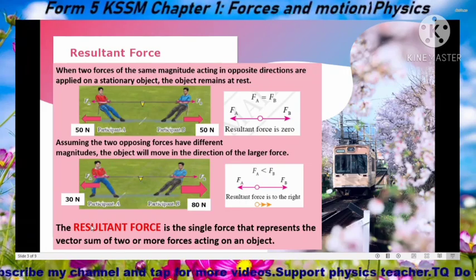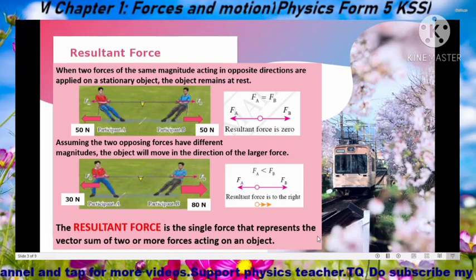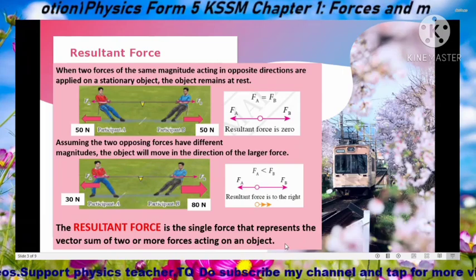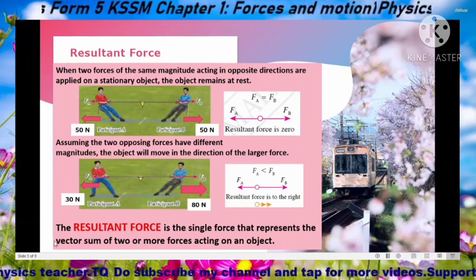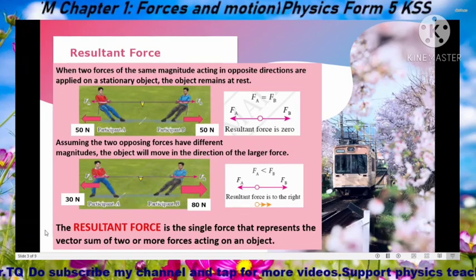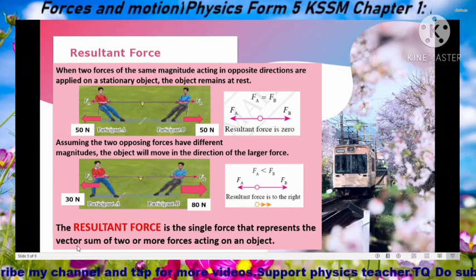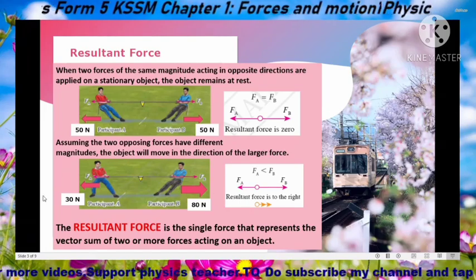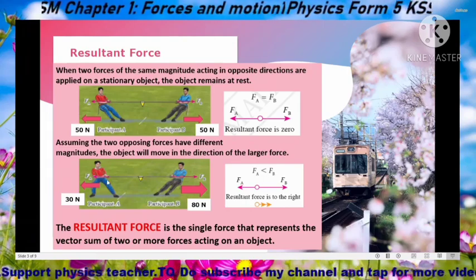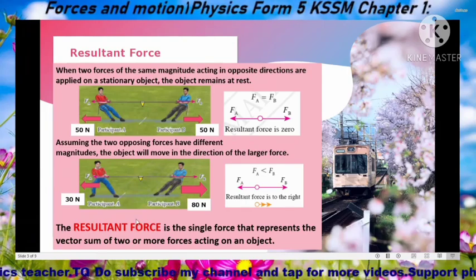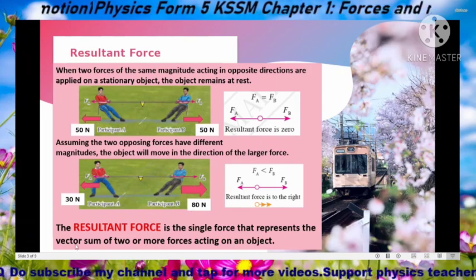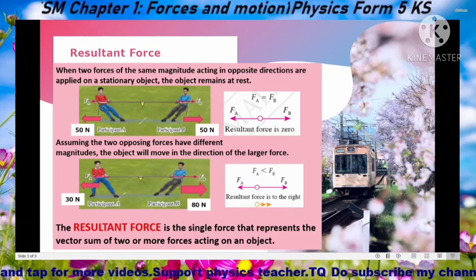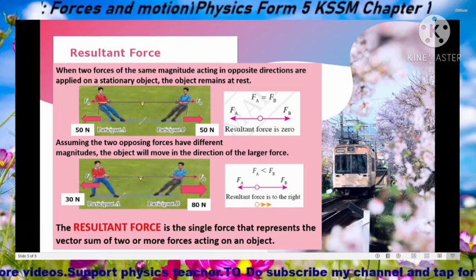Okay, so the resultant force is the single force that represents the vector sum of two or more forces acting on the object. The meaning of vector sum is that when you total the forces, you need to consider direction. For example, we assume to the right is positive and left is negative. So when you sum up the forces that act on the object, for the positive direction, you put a positive sign. For the negative direction, you put a negative sign. Let's look at some more examples on this.